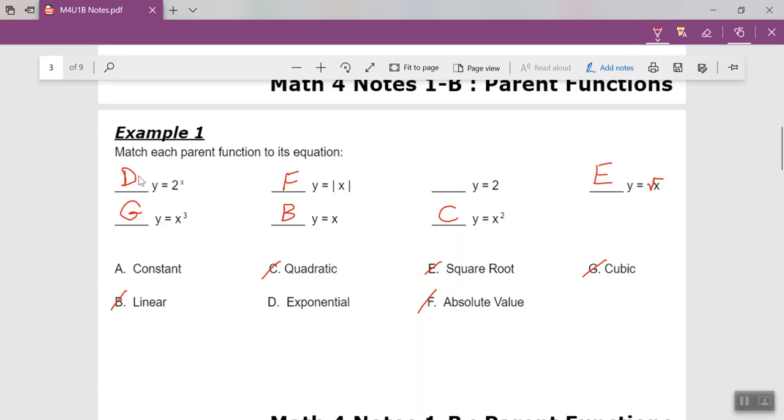Anyway, we're going to press forward on this. Y equals 2. If it's not exponential, then it should be constant. And when you think about it, y equals 2 is a horizontal line where every point on there has 2 for a y value. That would sound pretty constant to me. So that one's going to be A.